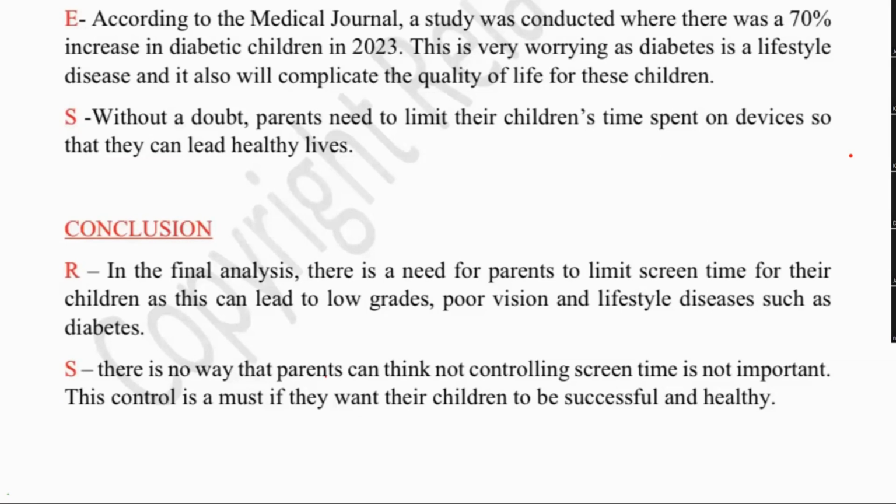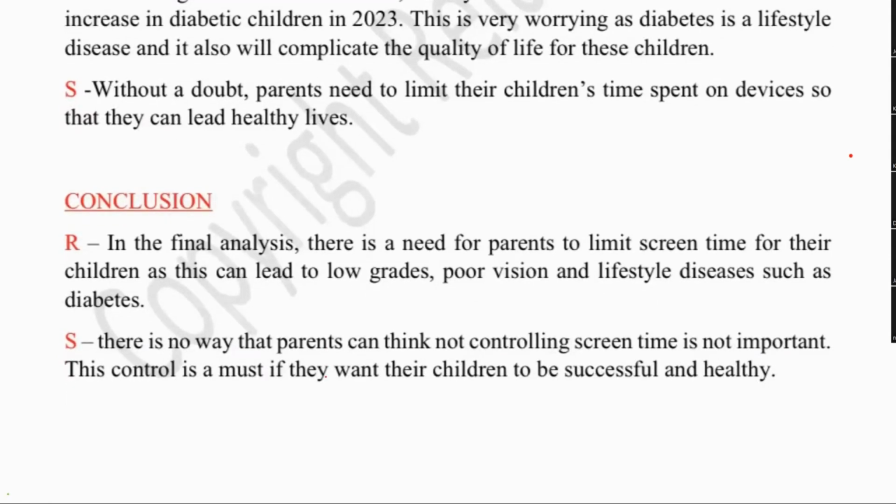So Noreen, can you read the conclusion for us? In the final analysis, there is a need for parents to limit screen time for their children, as this can lead to low grades, poor vision, and lifestyle diseases such as diabetes. There is no way that parents can think not controlling screen time is not important. This control is a must if they want their children to be successful and healthy.